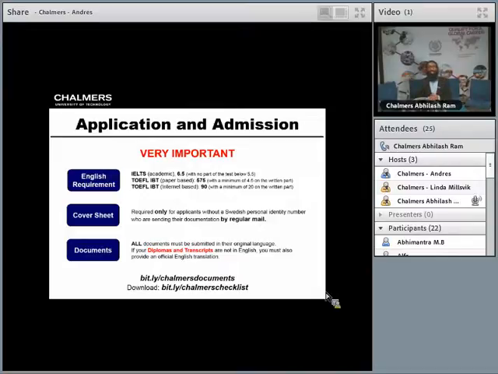The cover sheet is a document that is required only for regular post applications. So in case you are required to make an application by post, then ensure that the cover sheet is included. Otherwise, you don't have to bother about it.